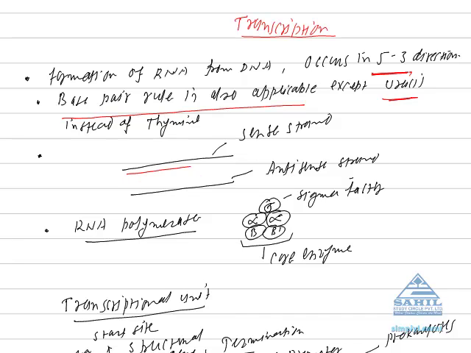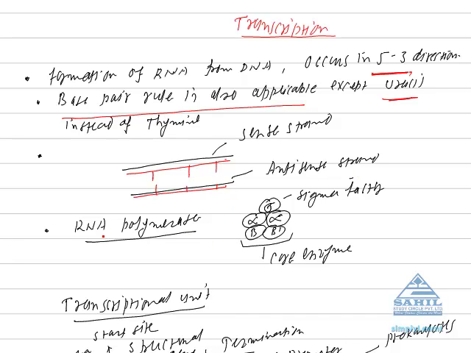Of the two strands of DNA, only one strand of DNA is transcribed at a time. The strand which is transcribed is called the sense strand, and at the same time the other strand of DNA, which is not transcribed, is called the antisense strand.